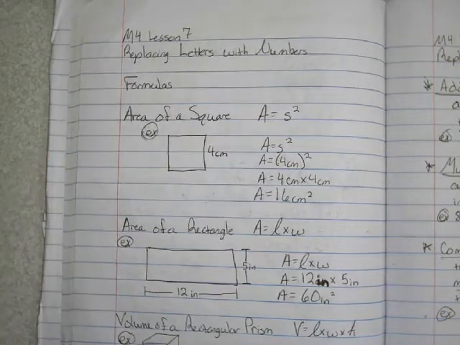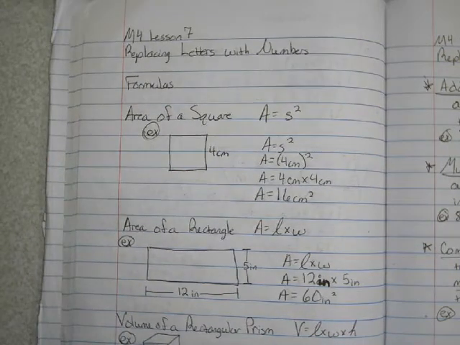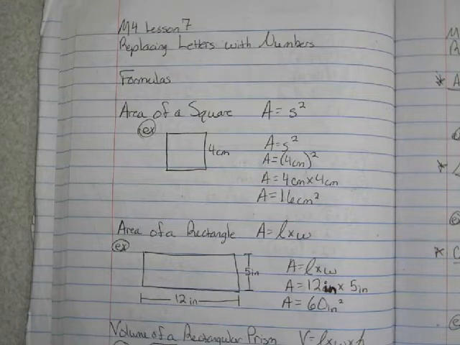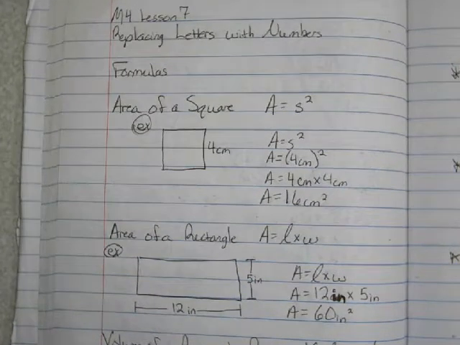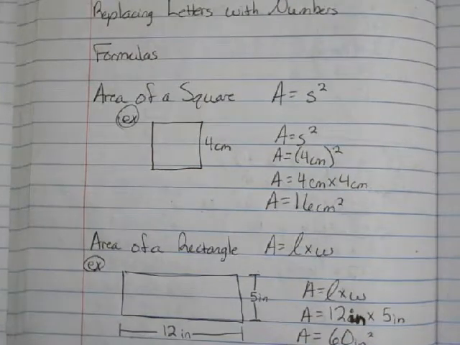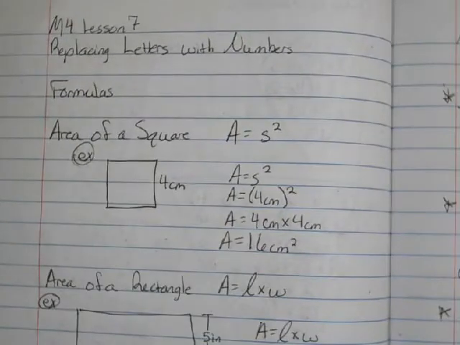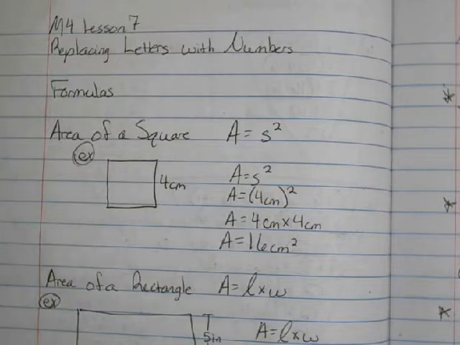Today we're going to be covering Module 4, Lesson 7, and in this lesson we're going to continue with working with variables and order of operations, especially working with the exponents. So in this lesson we're going to work on learning how to replace letters with numbers, as in when they give us formulas, being able to solve those formulas if they give us the values for our variables.